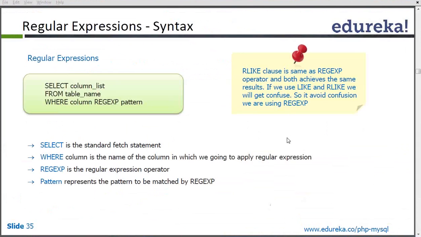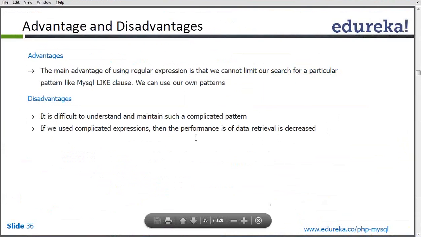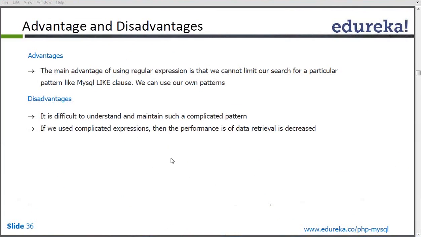Let's go to the practical part. Here you can see the syntax of regular expression: select column list from table name where column regexp pattern. Here we are going to compare the column values with a regular expression pattern. The main advantage is that it is similar to like, but more preferable over like, because we get more options and more sophisticated matching. The disadvantage is that it is a bit difficult to understand and we have to write complicated patterns, but in like you only have to use underscore or percentage.